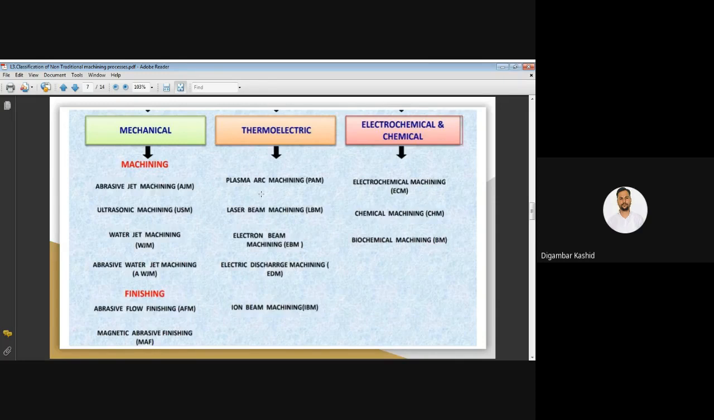What are the thermoelectric methods? They are able to overcome some barriers or drawbacks of the mechanical energy based processes. Therefore, we can say that thermoelectric processes as well as the last group, electrochemical processes, are more and more deployed in the metal working industry.